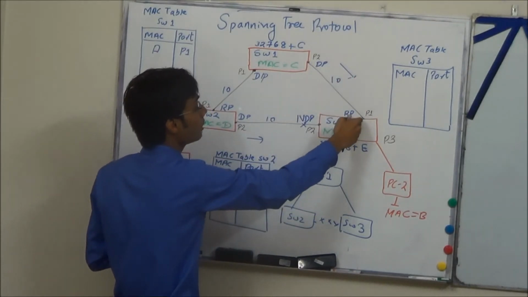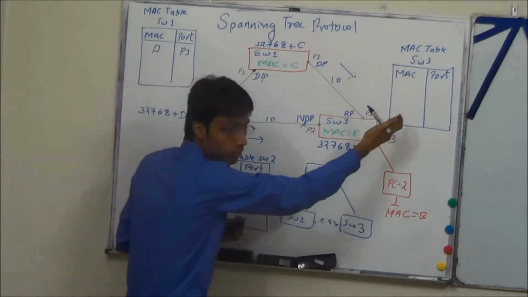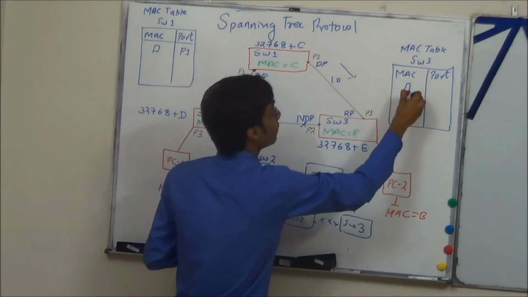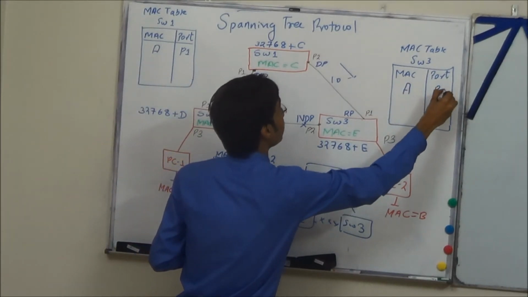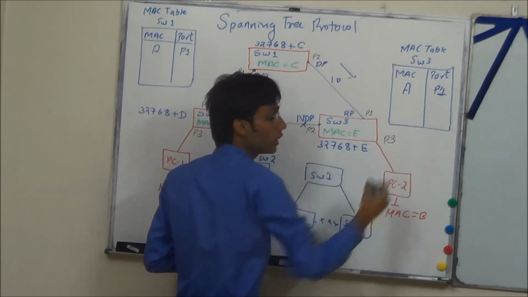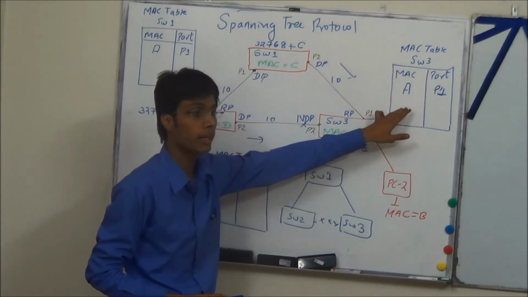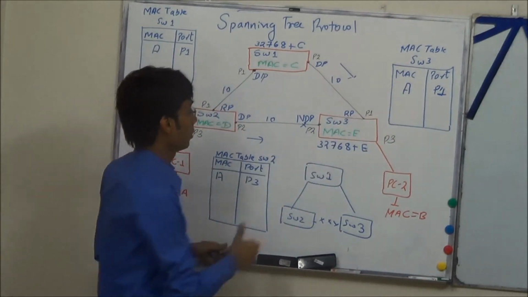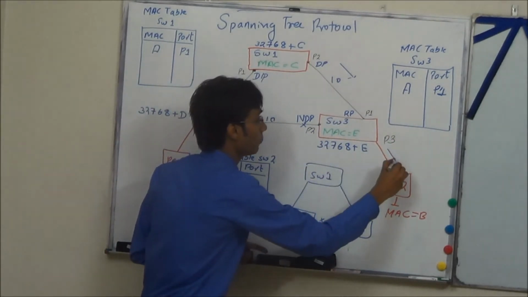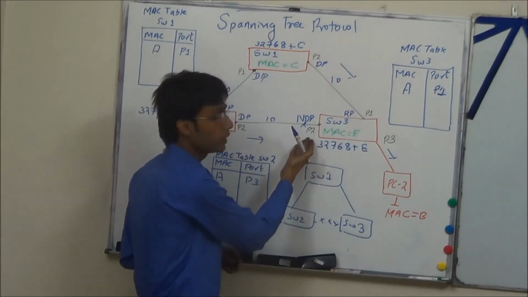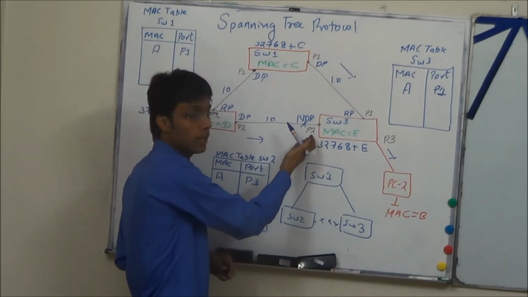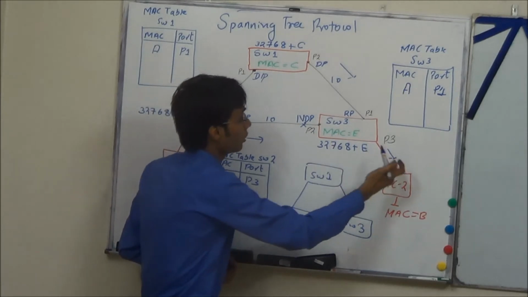Again switch 3 will receive it. It will check the source MAC address. No entry in the MAC table, so it learns A at P1. Now we check the destination MAC address, which is B. No entry for destination MAC address B in its MAC table. It will flood it towards this side, but it cannot flood it towards the NDP because it does not allow it. So switch 3 will flood it here.